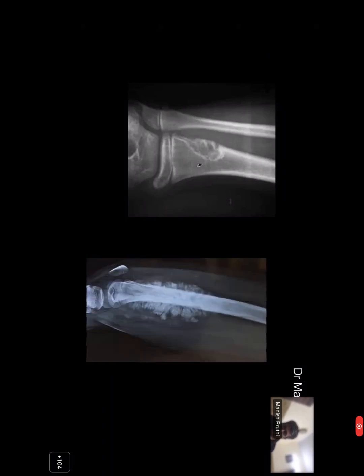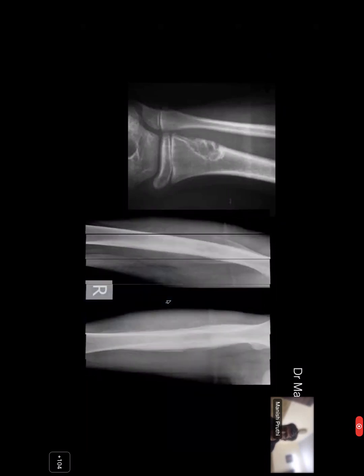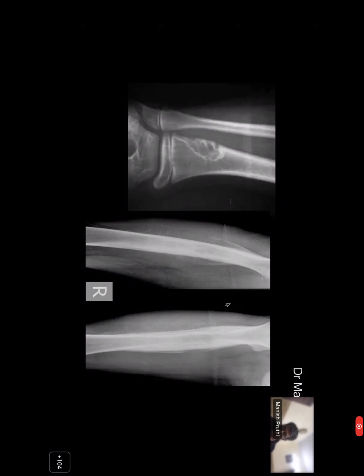The other kind of a bone reaction is a periosteal reaction, which could be aggressive like a sunburst appearance, which we see in osteosarcoma, or a layered periosteal reaction, as you can see here, which we call an onion peel periosteal reaction, which is classical for EWS.